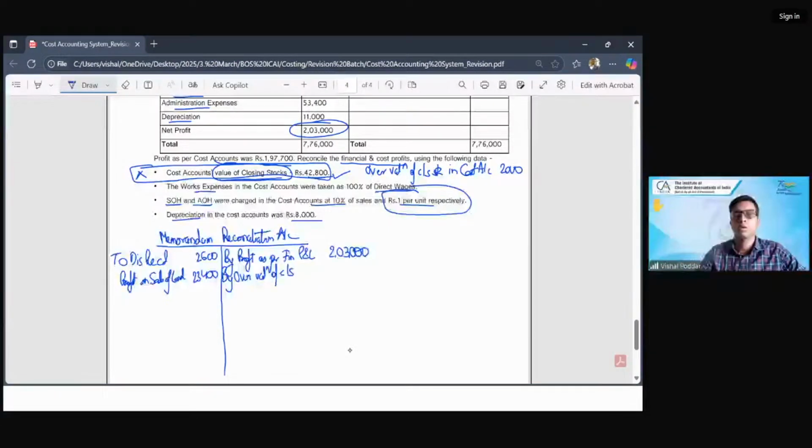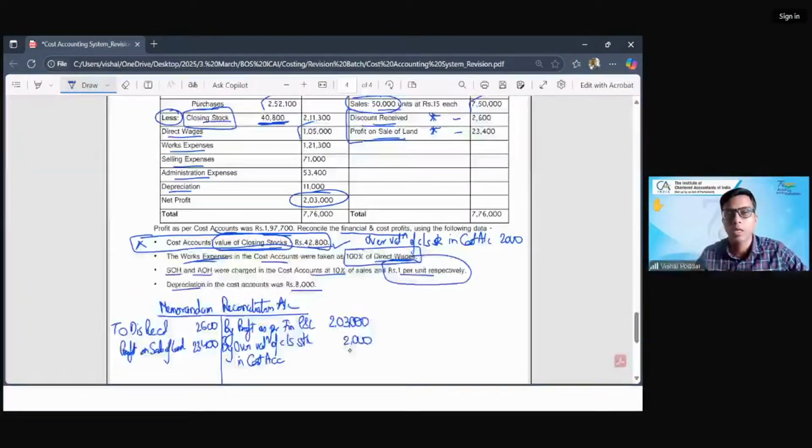Closing stock. Next, work expenses as per your cost accounts is 100% of direct wages. Direct wages is 1,05,000. So my 100% of direct wages is 1,05,000. Now the work expenses in P&L is 121.